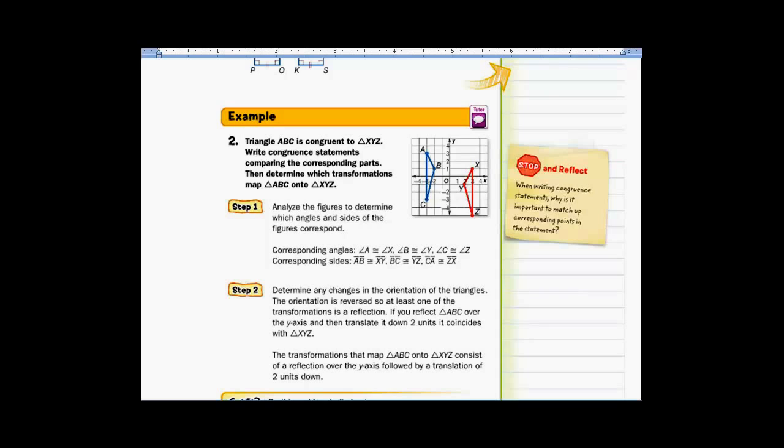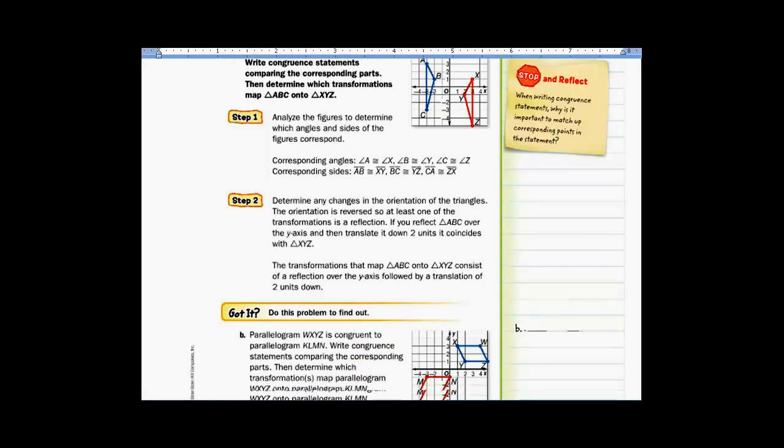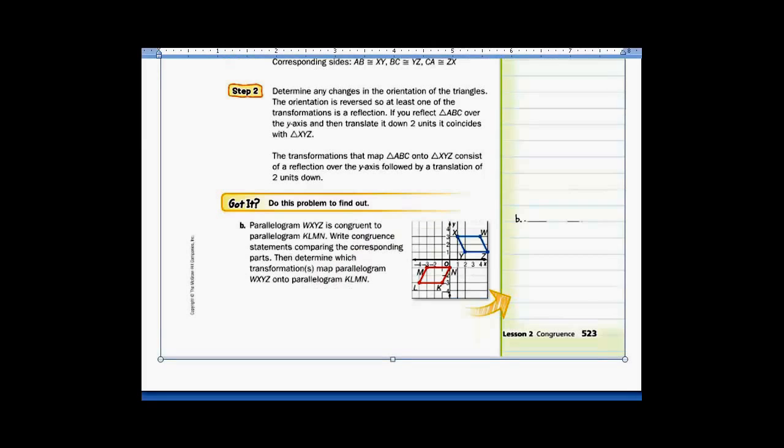But not only do you have to write reflection and translation, you do have to write your congruence statements. So which ones correspond? X and A correspond, B and Y, C and Z, XZ, AC, same corresponding statements as before. Okay. So let's look at got it on this one. Pause it and try that, please.